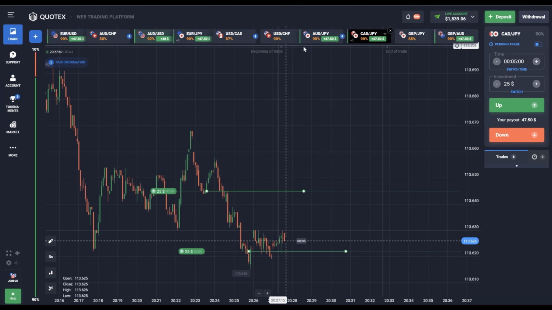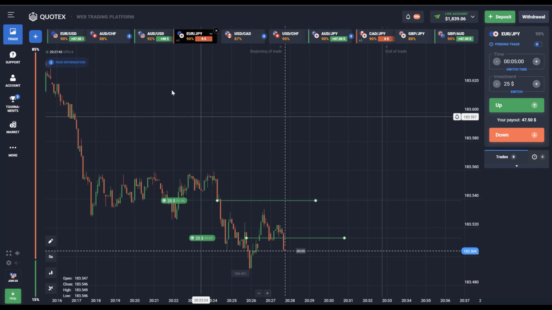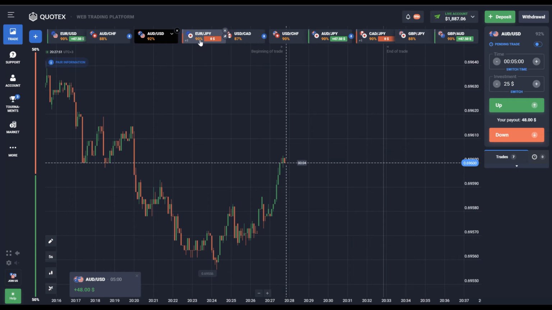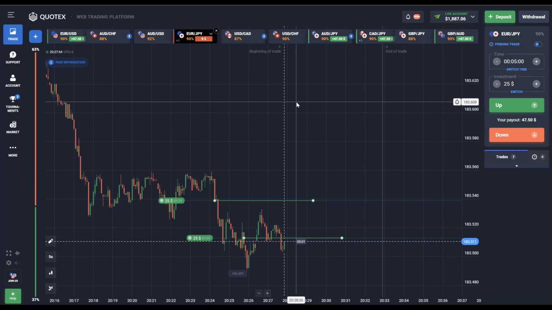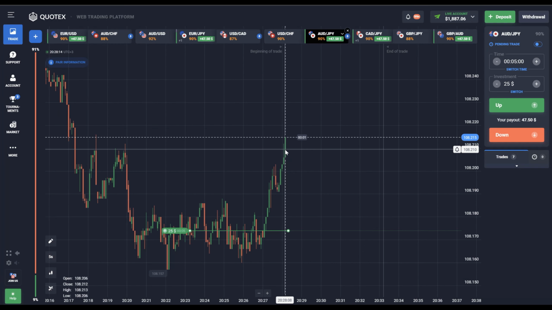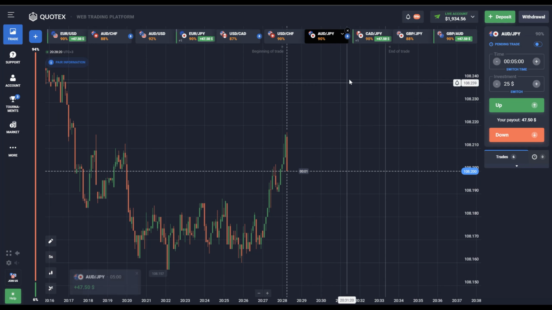I can already see that the Japanese yen is not showing much growth. Assets with the yen, and here the euro yen is actually trying to go into the negative. The Australian dollar US dollar trade closes in profit. That's the second profitable trade, but now the losing trades will start. Aussie yen. Here the price rose steadily towards the end, so this trade will definitely close in profit. That's the third profitable trade.